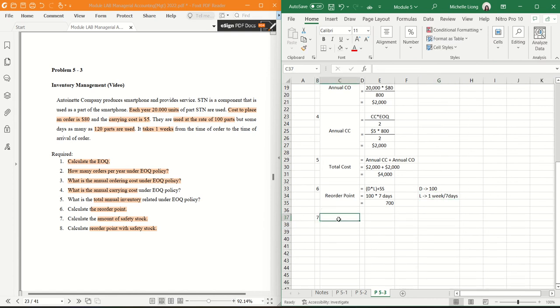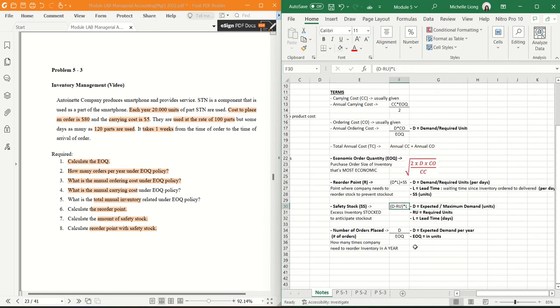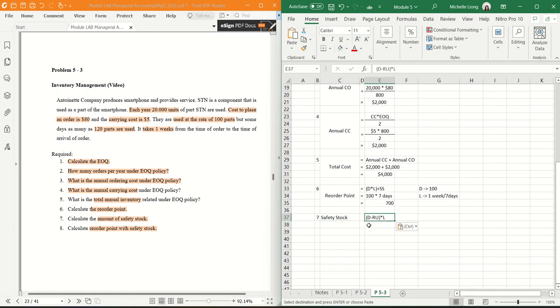Continue to number 7, the safety stock. Safety stock is the maximum demand minus the average demand, times L. Here, the demand is normally 100, but sometimes it's 120. So the demand can sometimes be higher. That's why we take 120 minus 100.